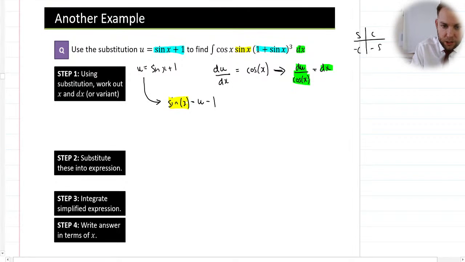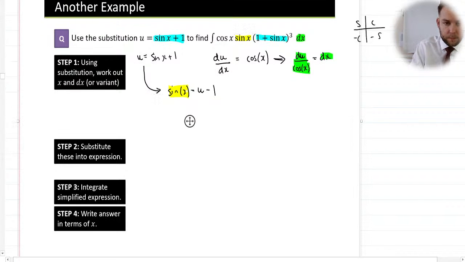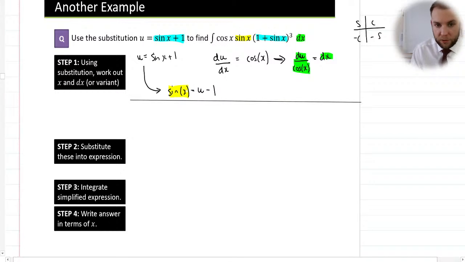The next thing we need to do is then to substitute in for everything you've got. Now, you should find this pretty easy now. So it's the integral, I'm going to write it down first, of cos x sine of x times by 1 plus sine of x all cubed.